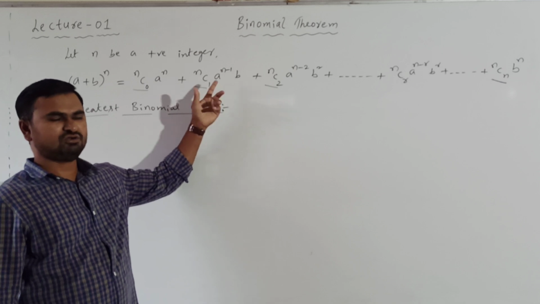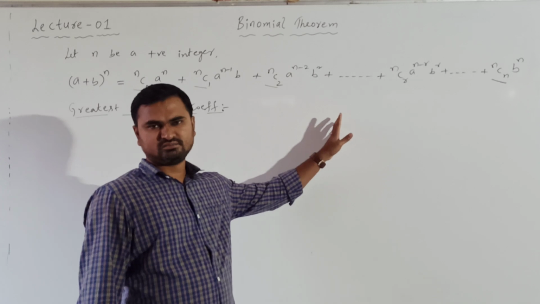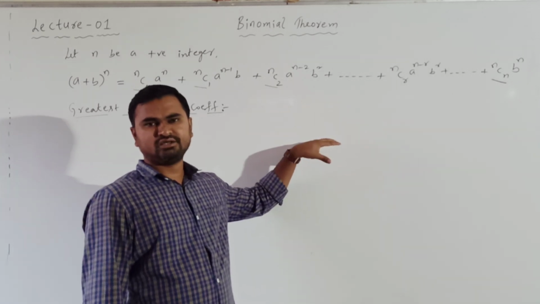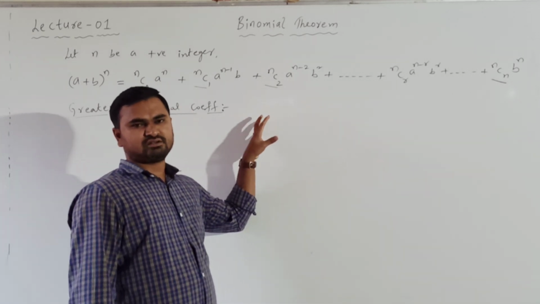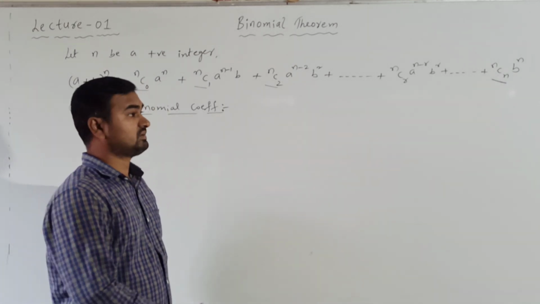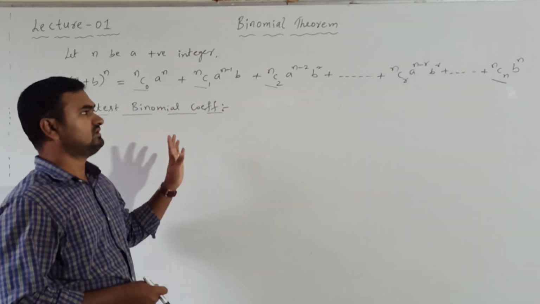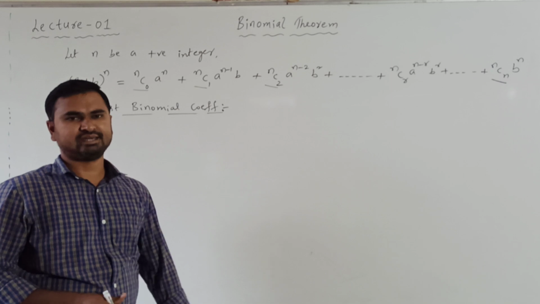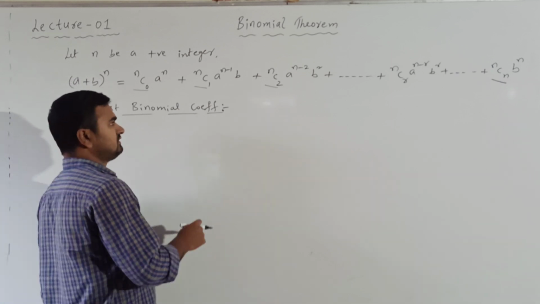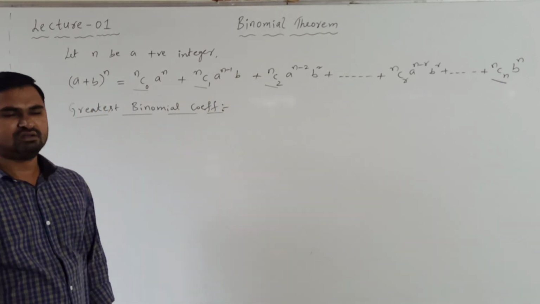Okay, so we know how to find the nCr value. This is the expansion for nCr: it is n factorial divided by (n minus r) factorial into r factorial. So using that formula we can find the nCr value. So out of all those values, which one will be the greatest? Here the middle term coefficient will be the greatest binomial coefficient.